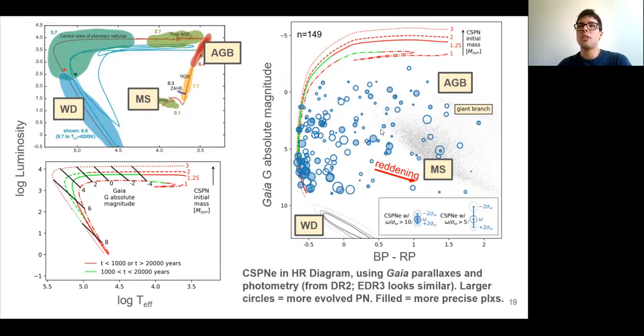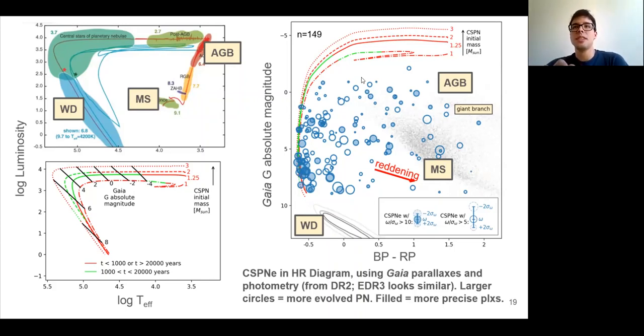So now I can plot the set of objects that we've selected from Gaia. And for the first time, we can place a large number of them in the HR diagram. These are the ones that have relative parallax uncertainties better than 20%. I've also used the distances inferred from the Gaia parallaxes to plot the physical sizes of the nebulae, with larger circles representing nebulae that are larger and probably therefore older and more evolved.